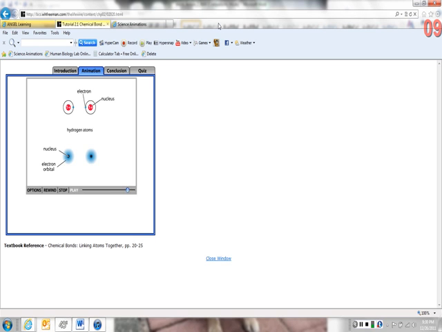If 2 hydrogen atoms approach each other, the positively charged nucleus of one is attracted to the negatively charged electron of the other. The orbitals merge, and the electrons are then equally attracted to and shared by the 2 nuclei. The electron-rich region between the nuclei binds the atoms together.